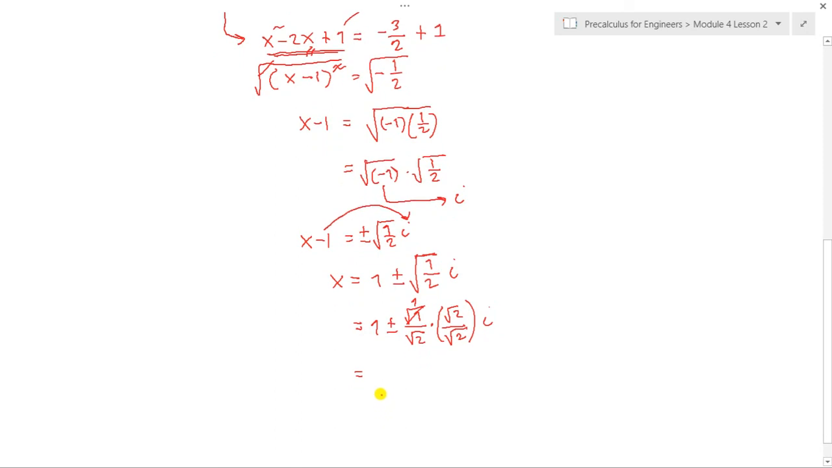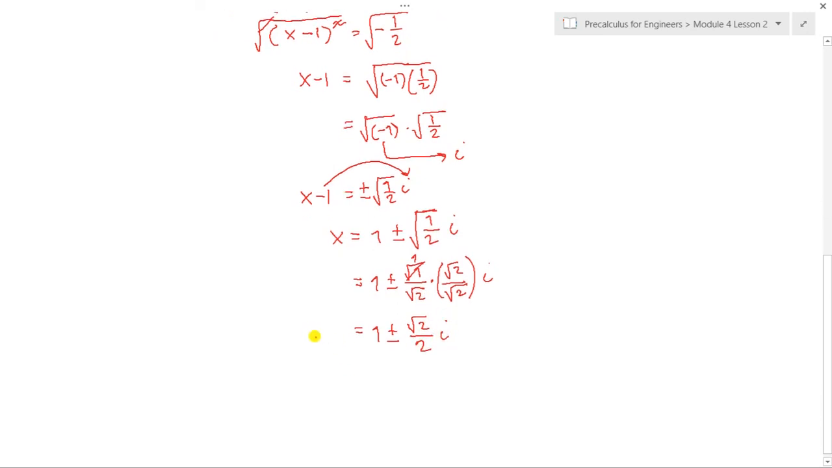And afterwards, this would be equal to 1 plus or minus square root of 2, and on the denominator, that is square root of 2 squared, so magiging 2 na lang siya. Then therefore, this is our solution for our quadratic equation using the method of completing the squares. So we have two answers here.